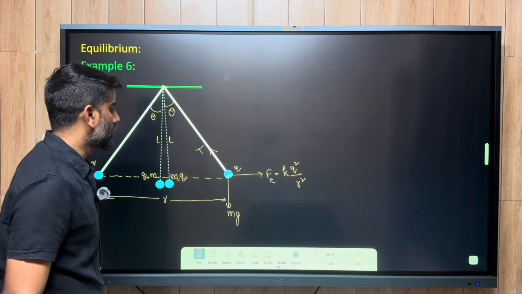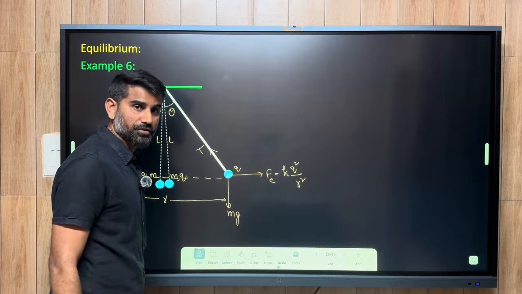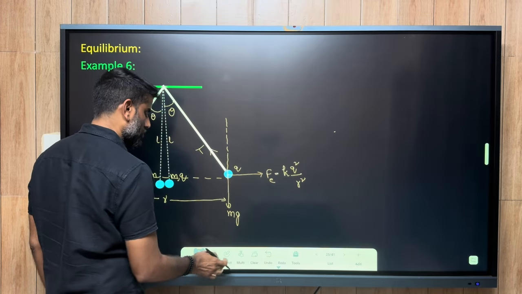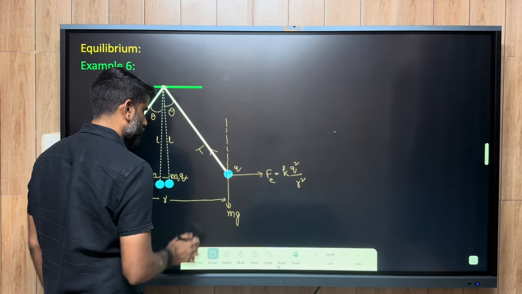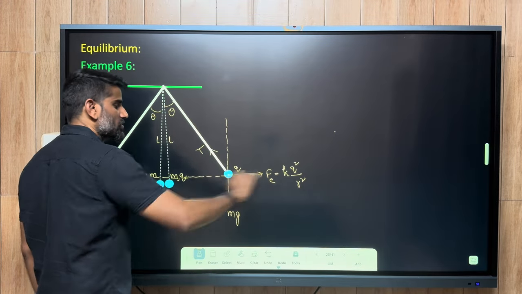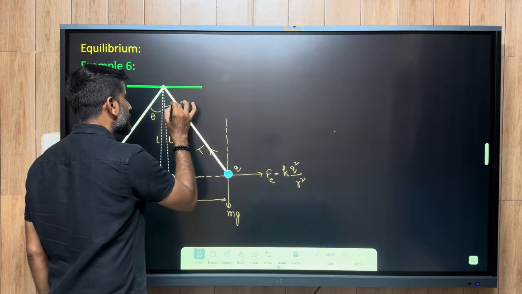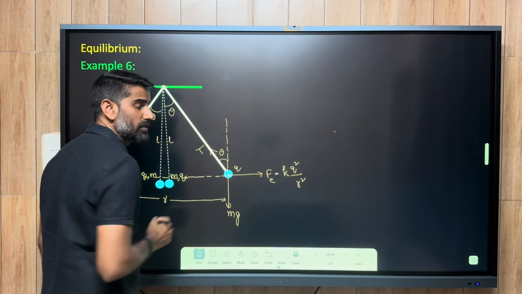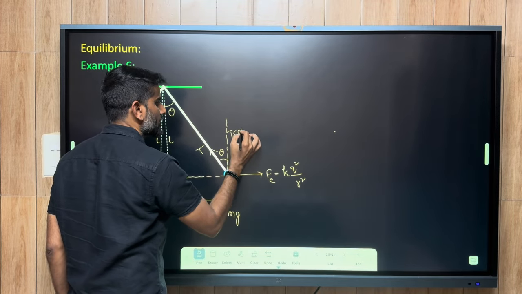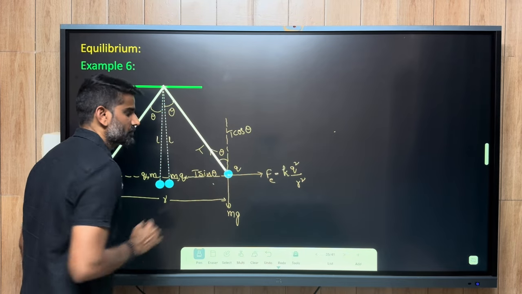Now, in order to balance the forces, I'm going to resolve the tension force. So in order to resolve the tension, I'm going to draw x and y axes, horizontal axis as x axis, vertical axis as y axis. If this angle is theta, this angle also should be theta. Now T can be resolved into two components. On this side, T cos theta will come, and on this side, T sin theta will come.